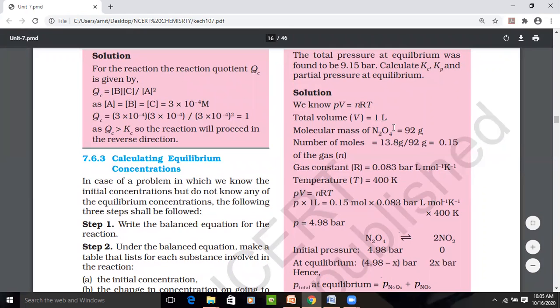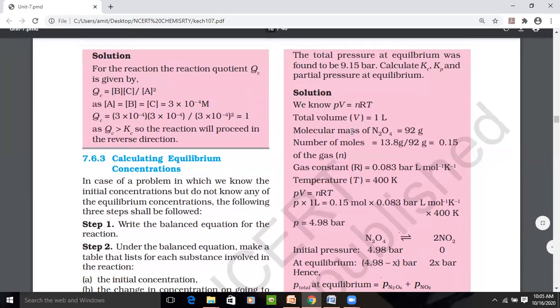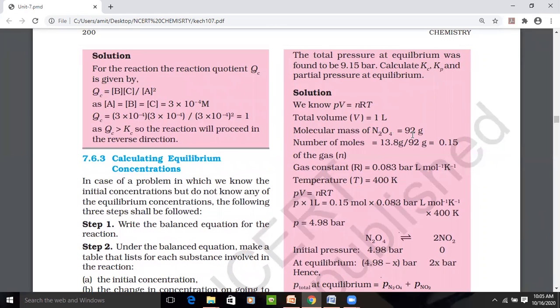We know the volume is 1 liter, given. Molar mass of N2O4 is 92 grams. And if you want to find the number of moles, you have to divide the given mass by the molar mass. The given mass is 13.8 grams, which is already given in your question. Divided by 92 grams, that will be 0.15. So the value of small n is 0.15.